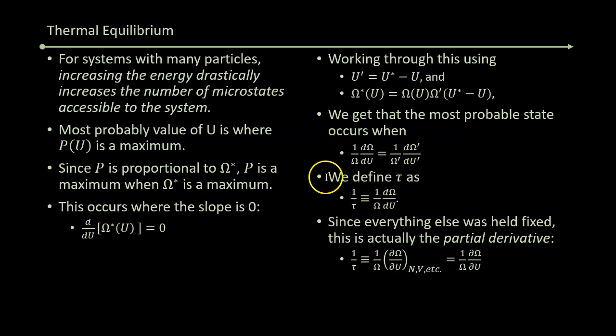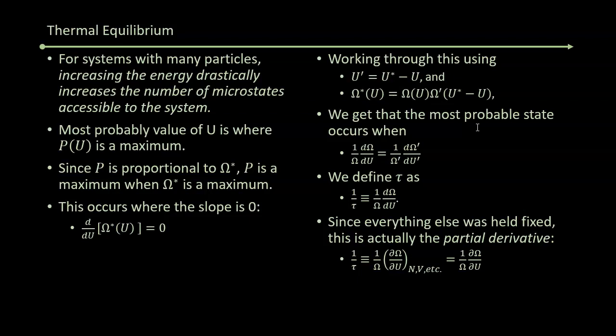And we're just going to define this quantity tau. 1 over tau is 1 over omega, d omega dU. So since everything else was held fixed, we're actually going to introduce here the fact that this is a partial derivative, right? We weren't letting the number of particles change. We weren't letting the volume change. And that means this is a partial derivative.